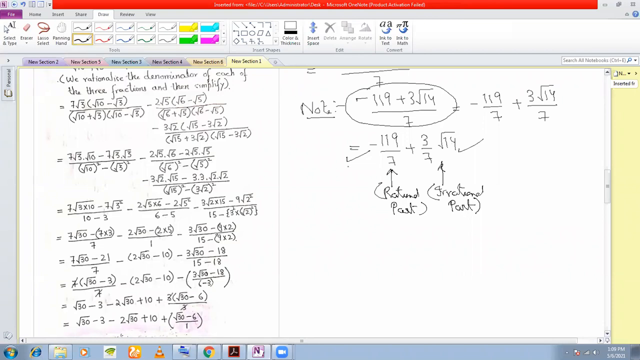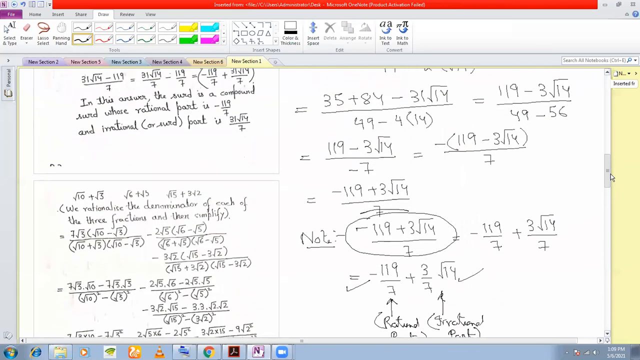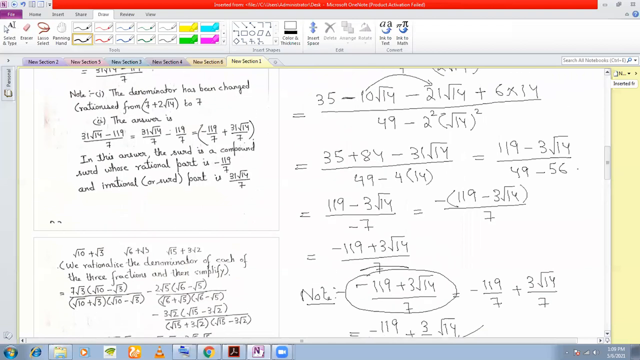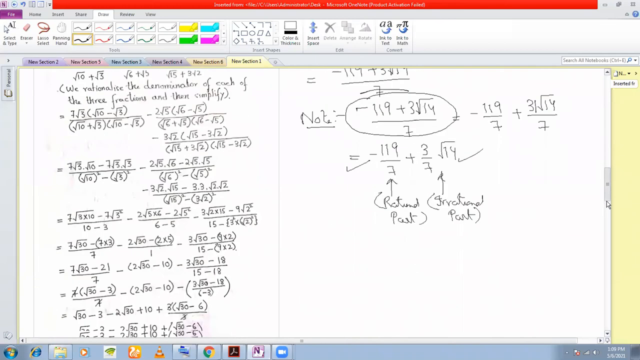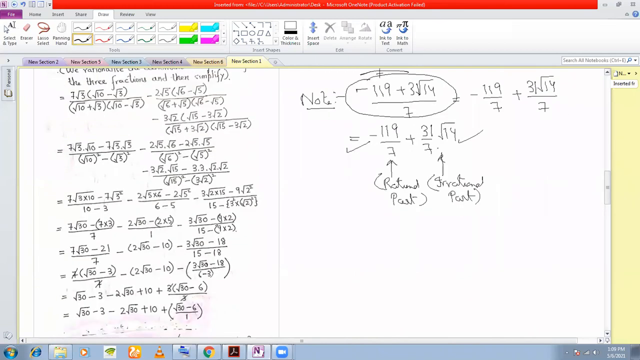Yes, sir. Excuse me, yes, tell me. Sir, it will be 31 root 14. 31 by 31. Yes, sir, because above all these are 31. 35 plus 84. Okay, fine. But anyway, even if that is so, 31 root 14 still becomes your irrational part.